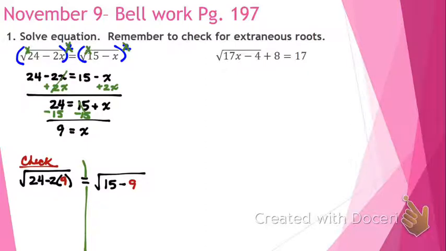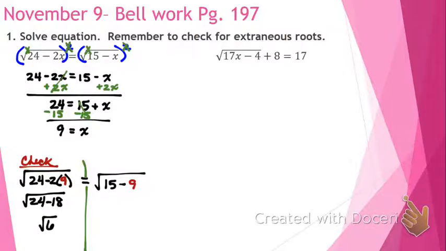So sticking just on the left, what could I do? Multiply the negative 2 and the 9. What is negative 2 times 9? Negative 18. What else can I do on the left? Yes, we're going to do 24 minus 18. What is 24 minus 18? 6. So underneath the square root, I have a 6.